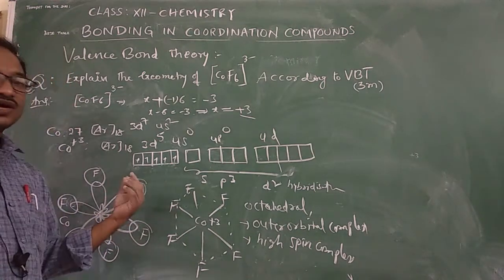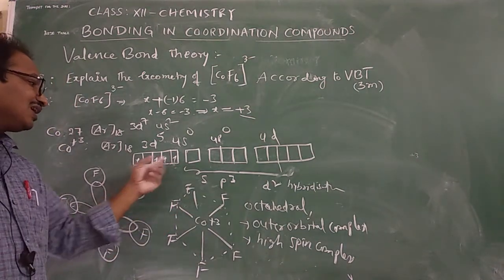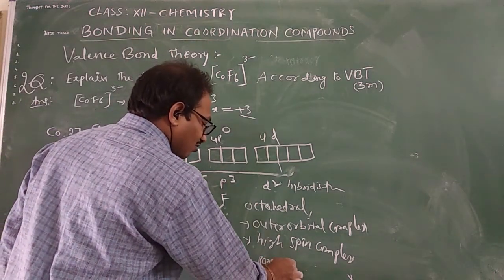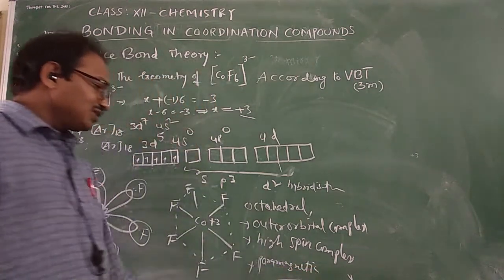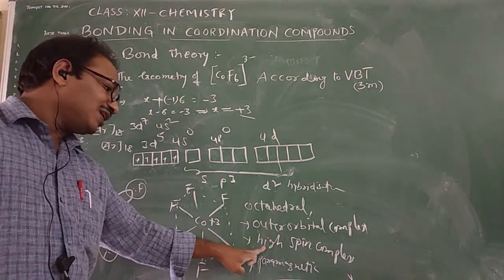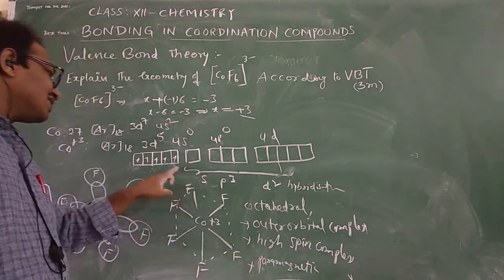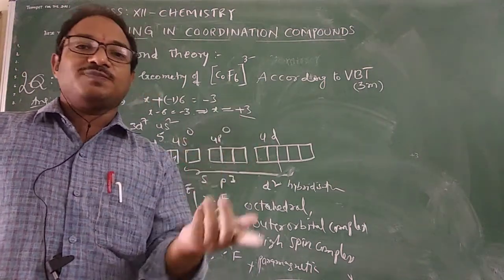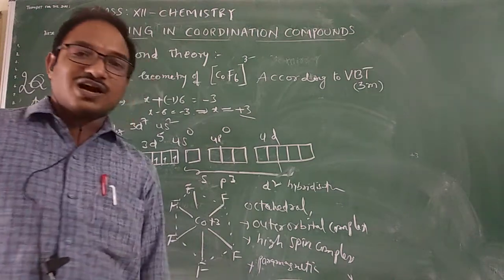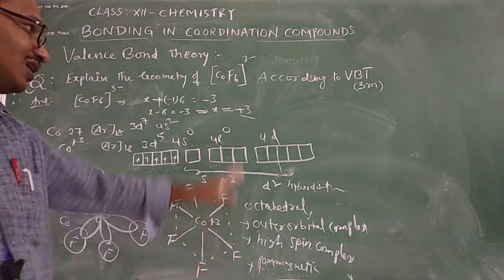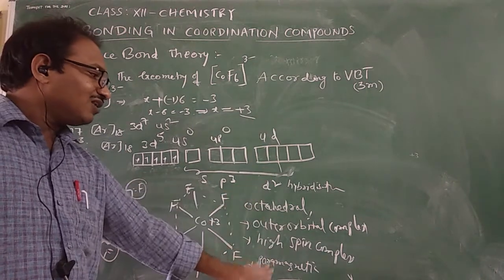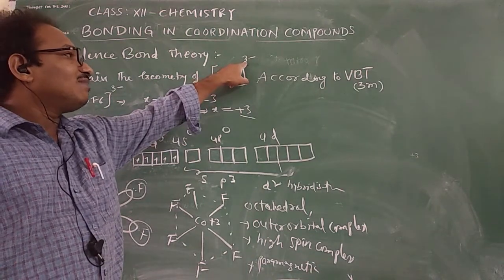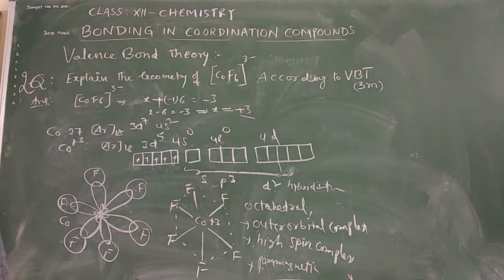If you want to talk about the magnetic nature, you can say that single electrons are there. Because of single electrons, it will show paramagnetic property. Outer orbital complex, high spin complex, paramagnetic. Why paramagnetic? Single electrons are present. Whatever the hybridization, whether sp3d2 or d2sp3, if single electrons are present, the compound will show paramagnetic nature. Understood? Till here you need to write. They ask: explain the geometry or structure of the CoF6 3 minus molecule according to valence bond theory.